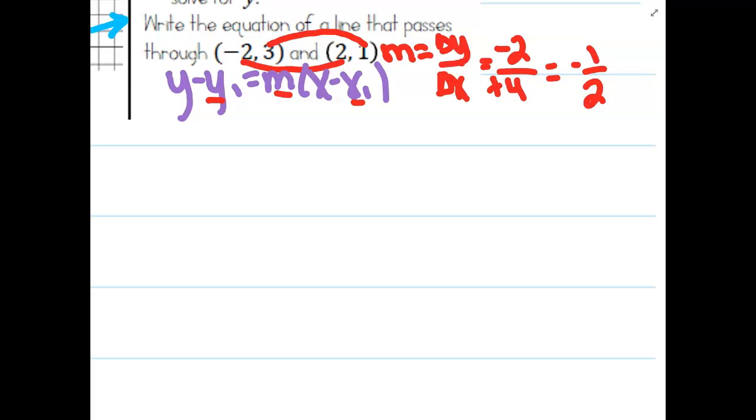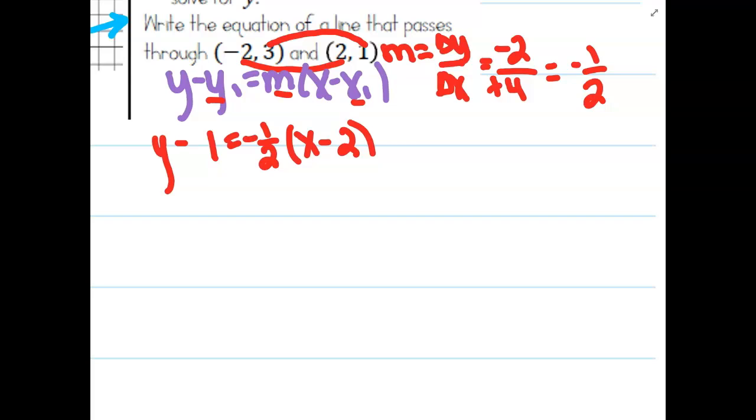Okay, so the next thing we are going to do is plug in our numbers. Now remember, it doesn't matter which points you choose. For this one, I might use 2, 1, just because they're both positive. And we're going to plug in 2 for x1 and 1 for y1. So it's going to look like this. Y minus, instead of y1, we'll plug in 1. My m, my slope, we just found that. It's a negative 1/2. And then x minus, the x1 comes from your point. So I'm going to plug in 2.